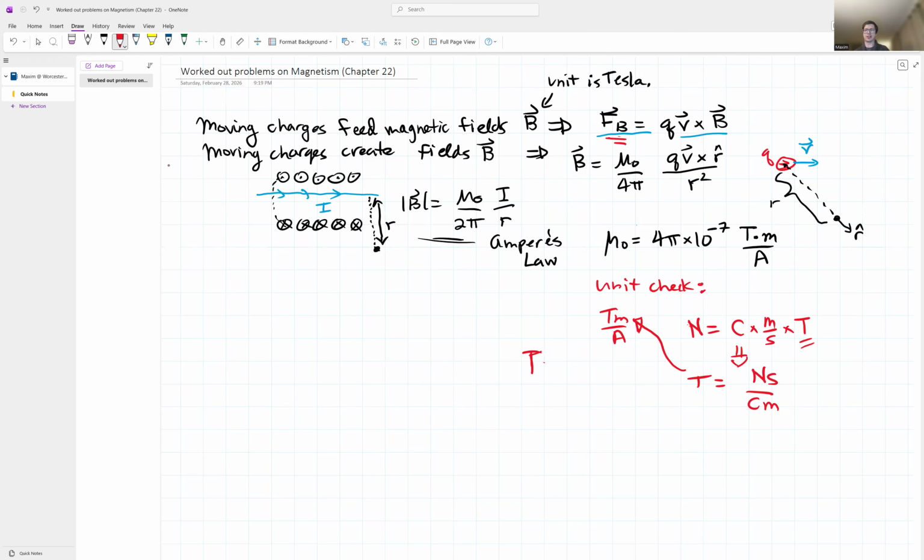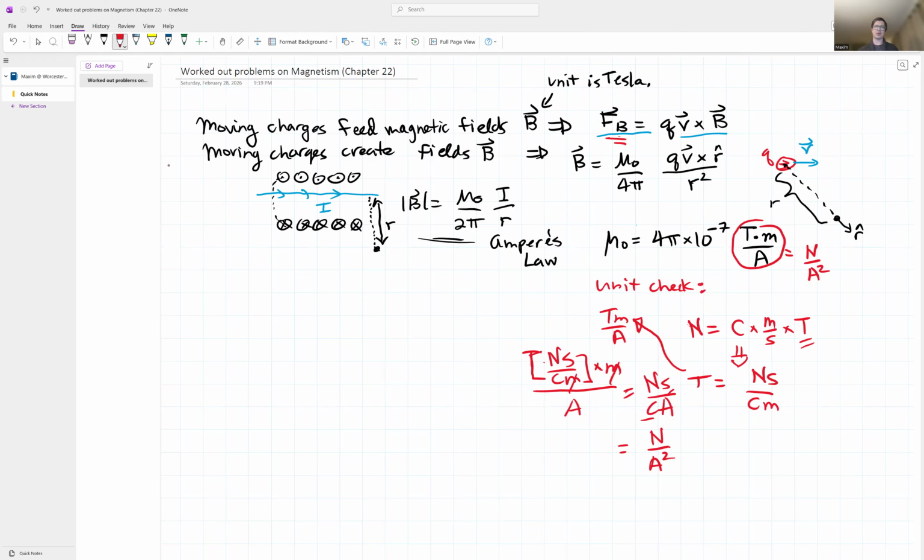Well, I'm replacing the Tesla, so I get Newton seconds per Coulomb meter times a meter over amp. And the meters cancel, and I just get that this is Newton second per Coulomb amp. But a Coulomb per second is just an amp. So this is a Newton per amp squared. So it's the same unit. So this whole thing is also equal to Newton per amp squared.